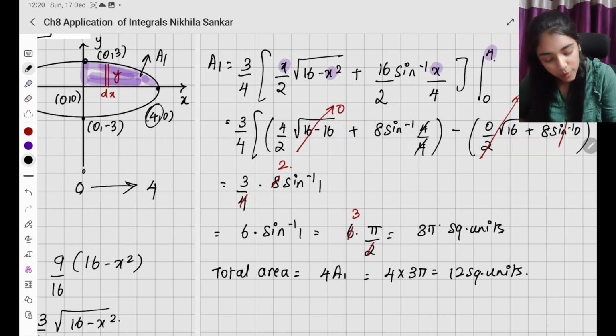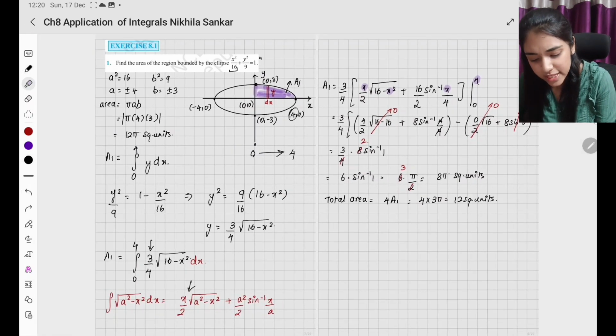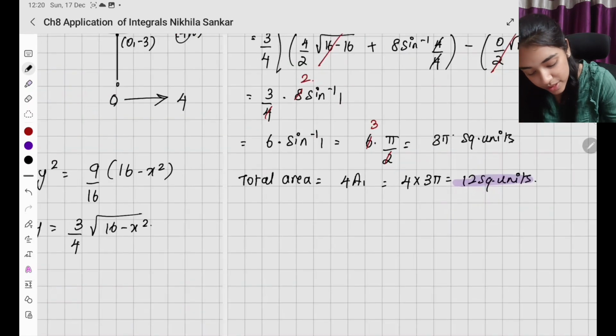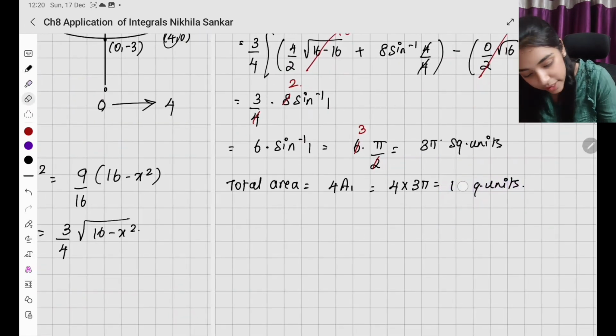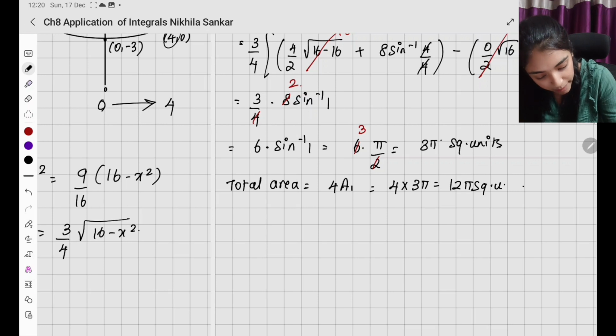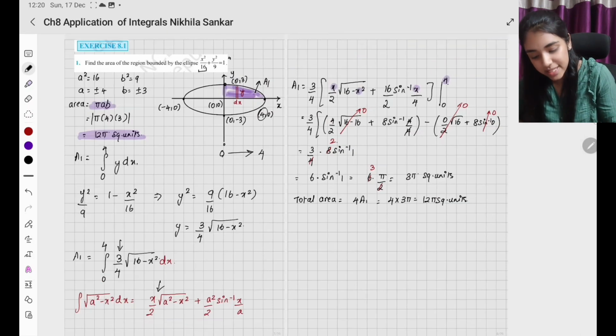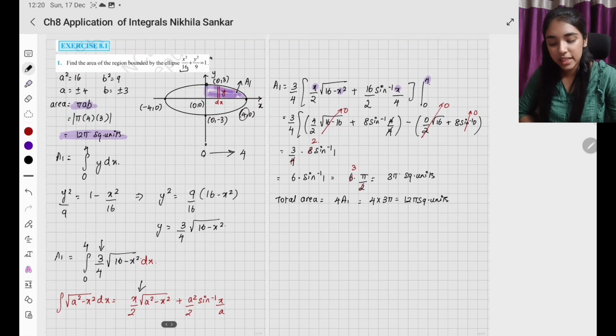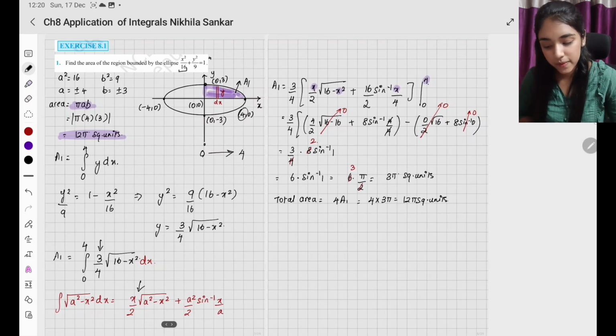Area எப்படி எழுதுவோம்? 12 square units. Here when I substitute the formula that we got in the previous question, I'm getting the same answer. 12 pi square units, இங்கேயும் 12 pi square units. Okay, I missed the pi here. Please include the pi. So I have 12 pi square units. Okay, I'm going to get the exact same answer. But examல இந்த மாதிரி values கொடுத்தா இந்த மாதிரி integrals use பண்ணி போட தெரியணும். Please copy.